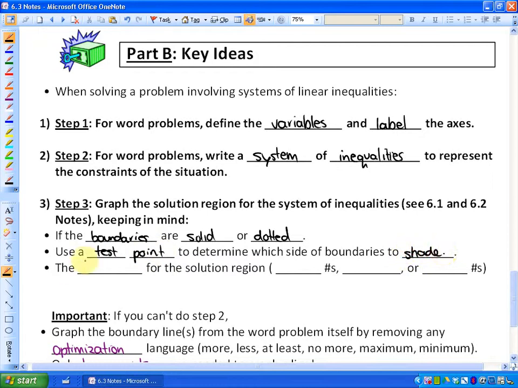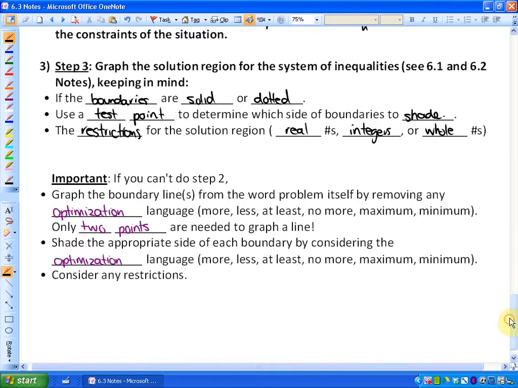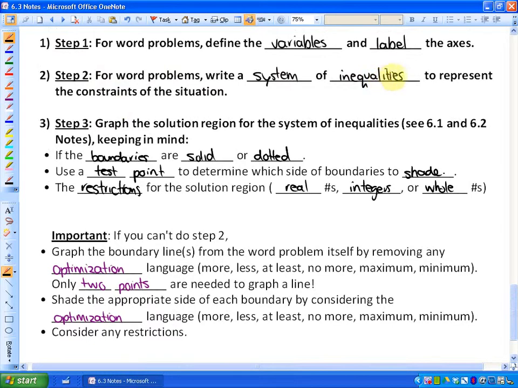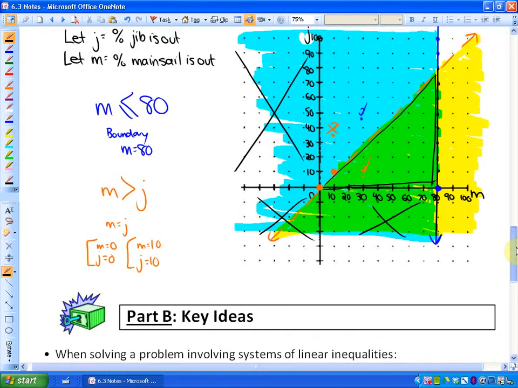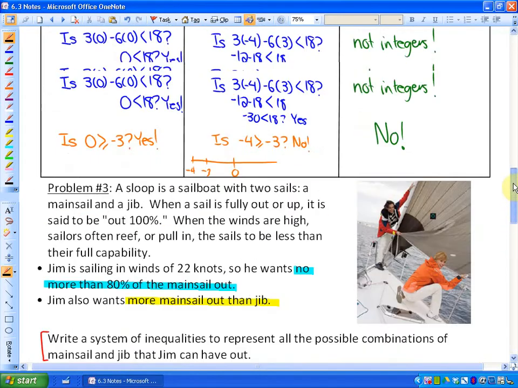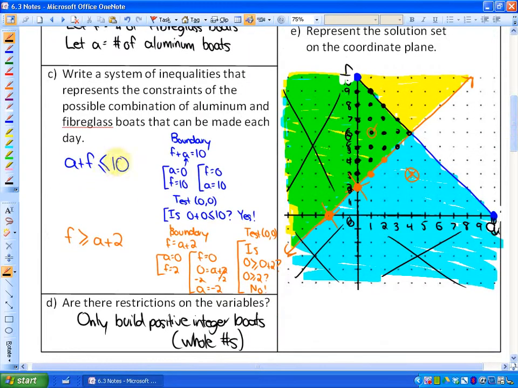And finally, you need to consider the restrictions for the solution region. So can your answers be anything? Are they restricted to just integers? Or are they restricted to whole numbers? Lastly, the non-mathematical way I've written here. If you can't do step 2, which is coming up with a system of inequalities, so that would be if you can't come up with these inequalities that I've written here and here, or for the problem in the last lesson, these two inequalities.